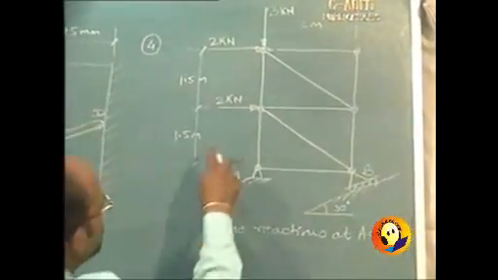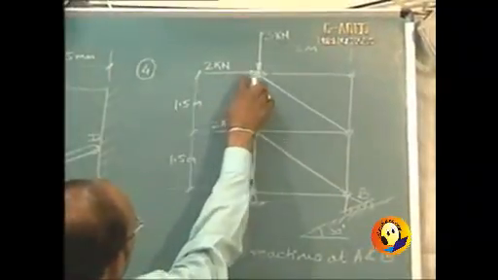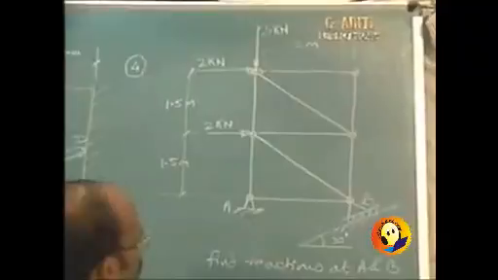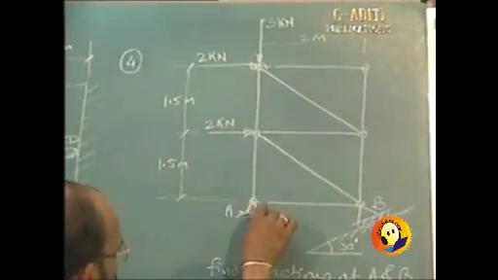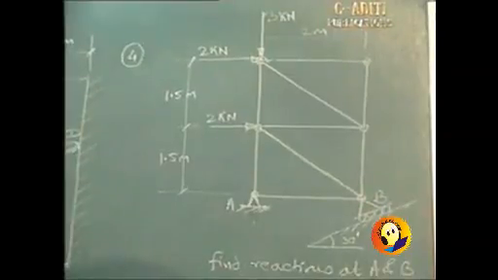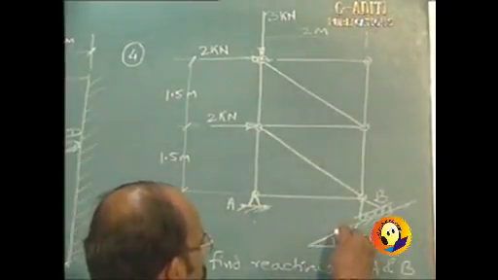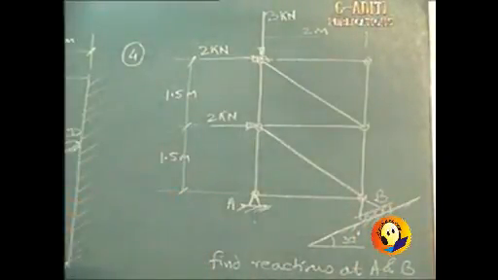The external forces which are acting are 2 kilonewtons and 2 kilonewtons, both are horizontal, and 3 kilonewtons which is vertical. One support is a hinge, that is point A, whereas the other support is a roller support, but it is not resting on horizontal plane, but it is resting on a plane which makes 30 degrees with horizontal.